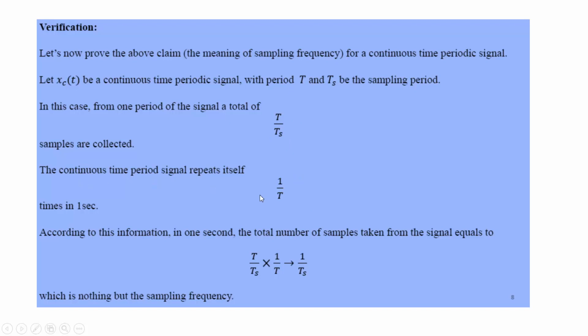Now, this is the period of the continuous time signal. This is just other information related to the time period. If you divide 1 by Ts, you will get the sampling frequency back, which is the reciprocal of the sampling period.